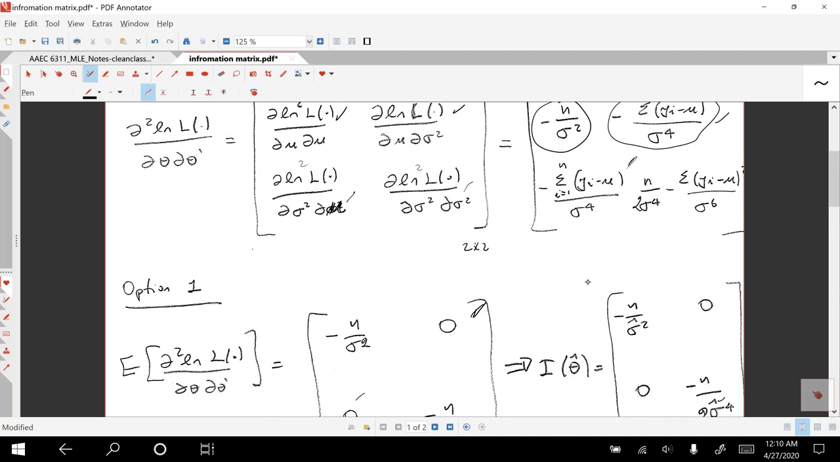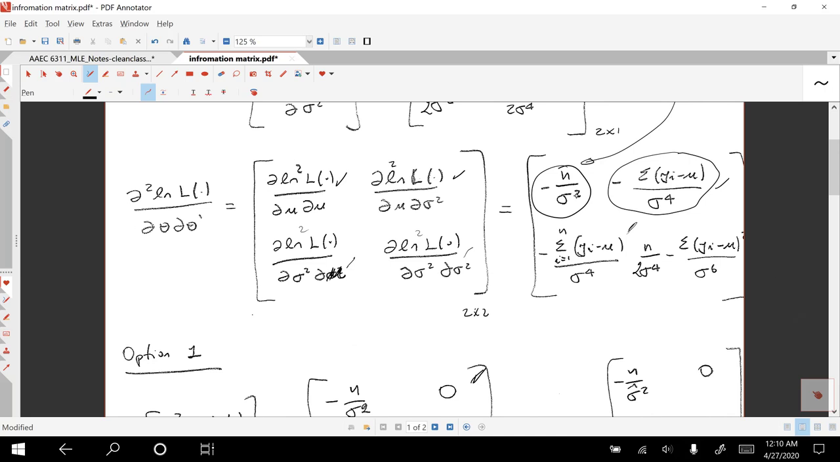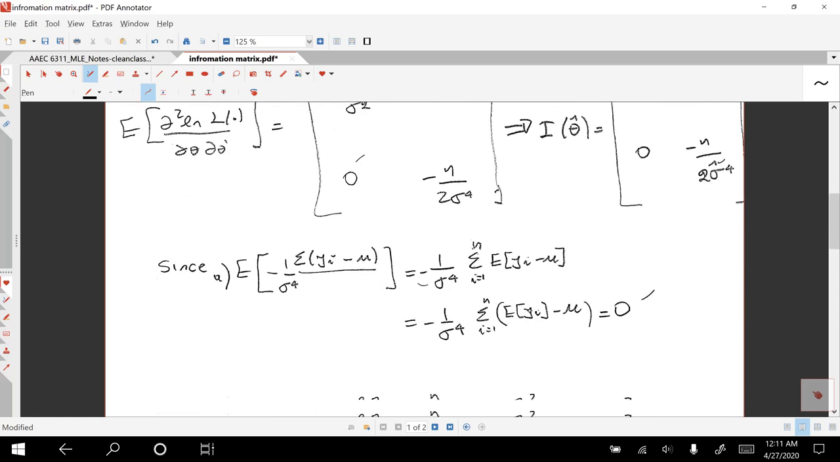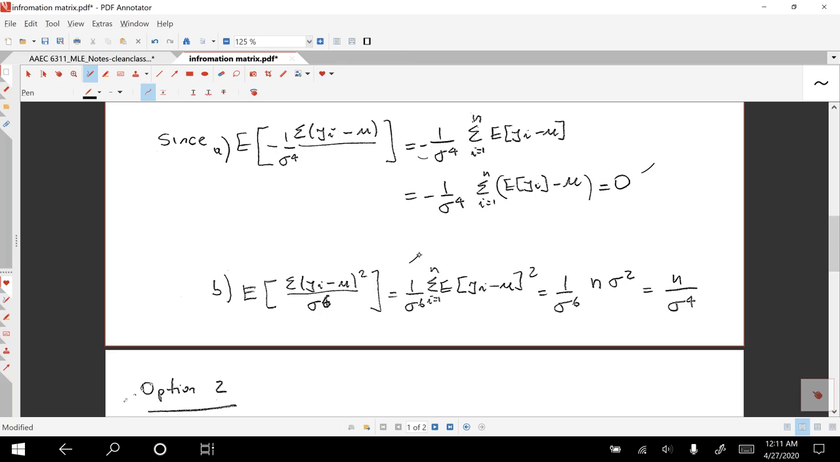Okay? So, of course, for the expectation of this first term, n over sigma squared, the expectation of that term is going to be n over sigma squared because both are constants. These off-diagonal terms are the same, so they are both equal to zero. And for this term, if you calculate the expectation, the expected value of n over 2 sigma squared is going to be the same thing. So what we need to be concerned about is the expected value of this sum of yi minus mu squared divided by sigma to the 6. And that's what we have here. So for the expected value of that, we can take that sigma to the 6 out since it's a constant. And then that's the sum of the expected value of yi minus mu squared.